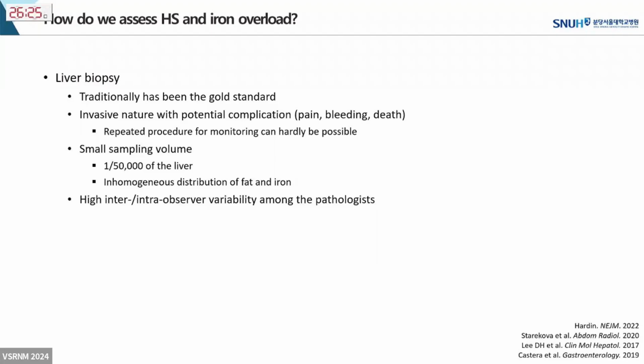Due to these limitations, there is a need for non-invasive methods to assess hepatic steatosis and iron overload.